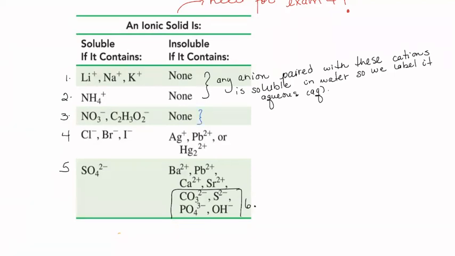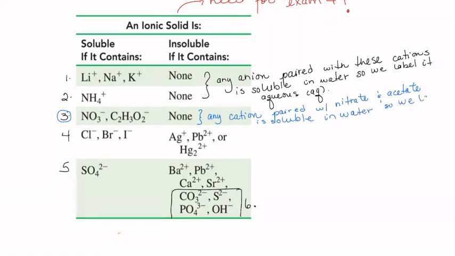What that means is that any cation paired with nitrate and acetate is soluble in water. So we label it aqueous, AQ, okay?